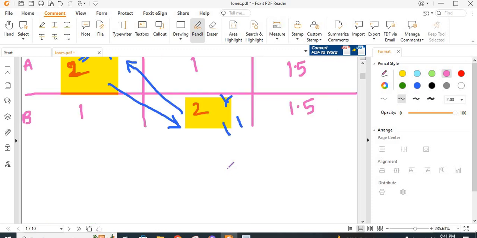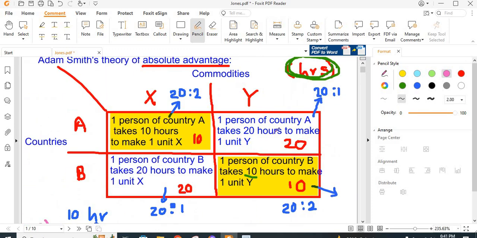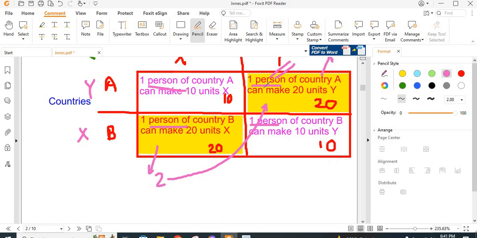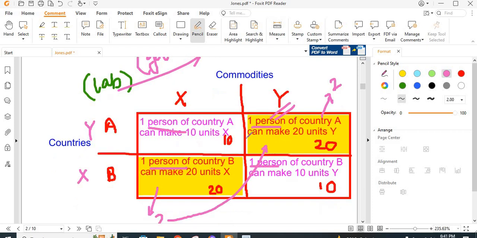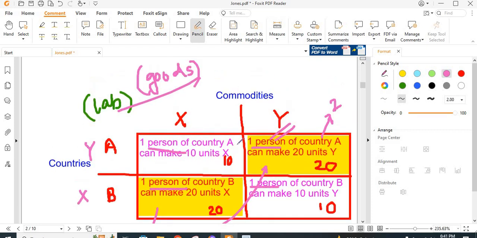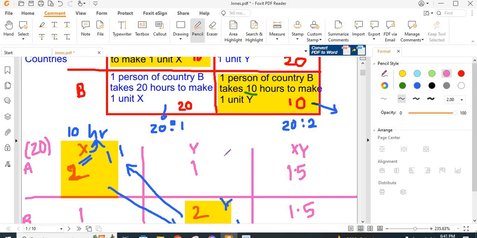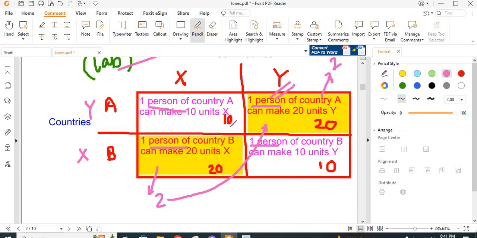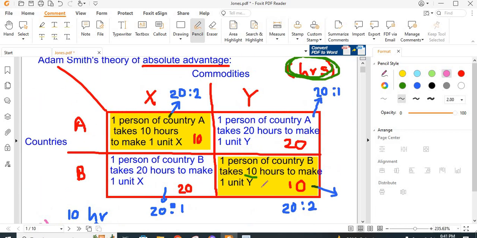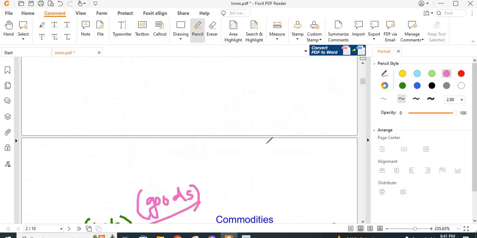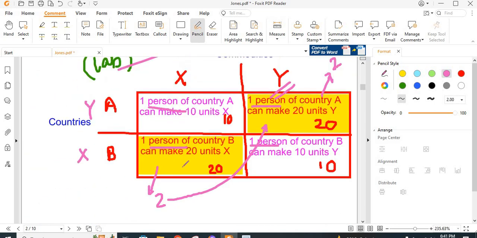But the question remains the same. Here the same output, input changes. Here same input, one person, output changes. So if you're looking at output, the interpretation is the reverse, because the numbers essentially mean different things. This is 10 hours or 10 people, but this is 10 units of X. So the reason is that the result changes. Here A makes all of X, B makes all of Y, they exchange, they are better off. Here A makes all of Y, B makes all of X, they exchange and they are better off.